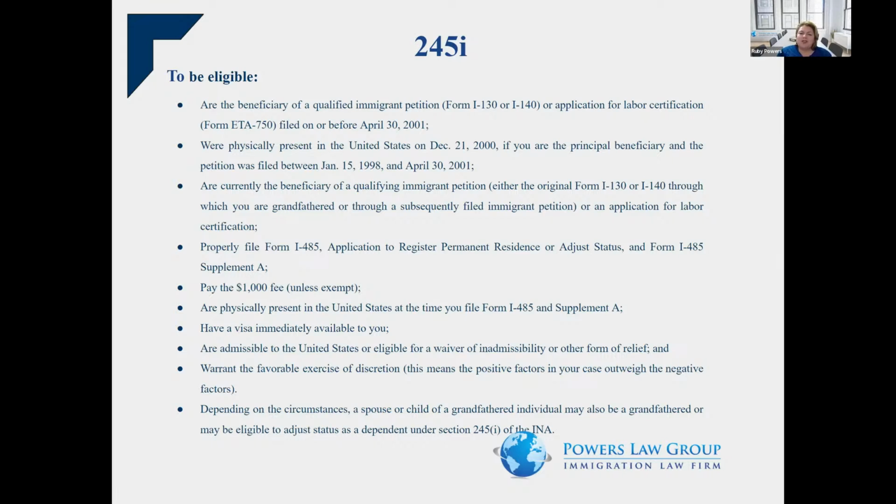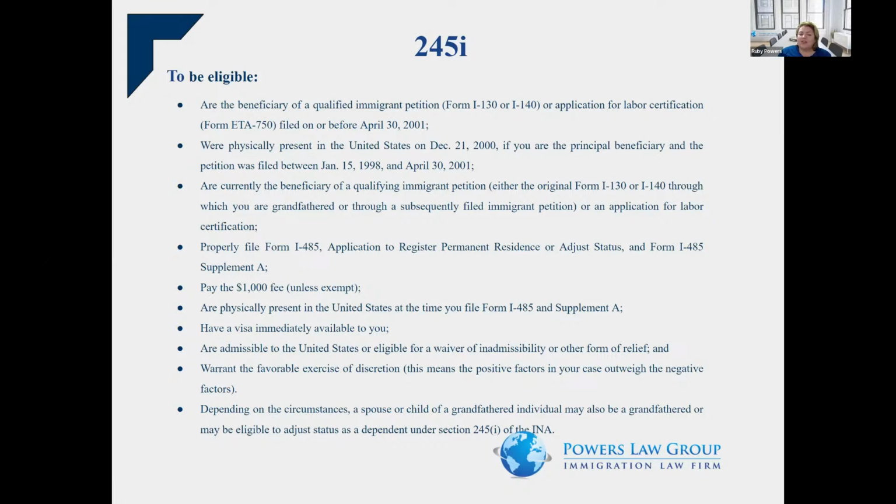So to be eligible, you are the beneficiary of a qualified immigrant petition or a labor certification filed on or before April 30th, 2001. Now, it just had to be approvable when filed, one of those petitions. It doesn't mean that you are using that petition to this day, okay? Maybe that relationship doesn't exist, maybe that employment doesn't exist, so you just had to be the beneficiary of a qualified immigrant petition at that time.